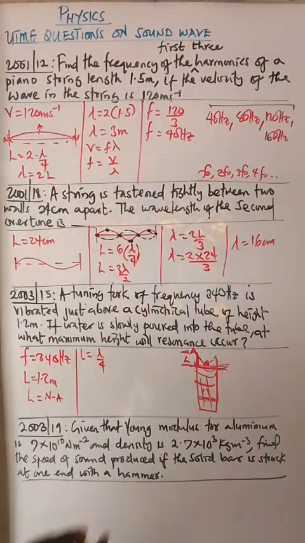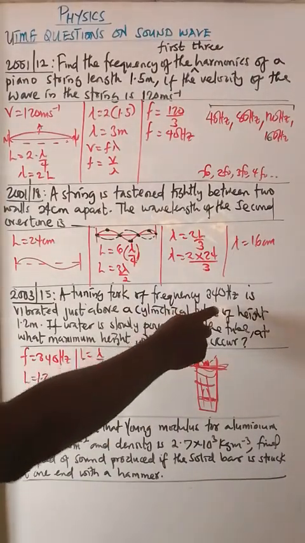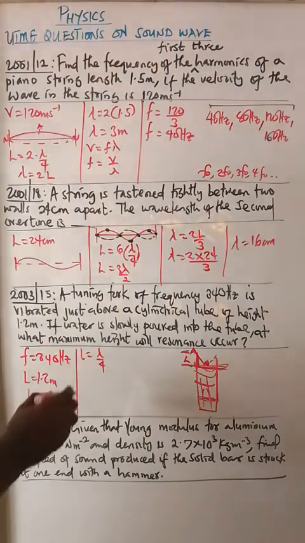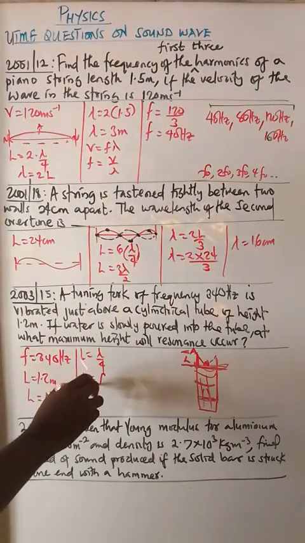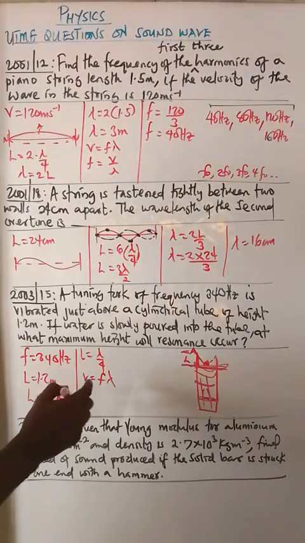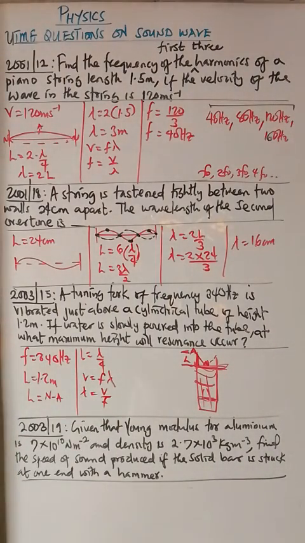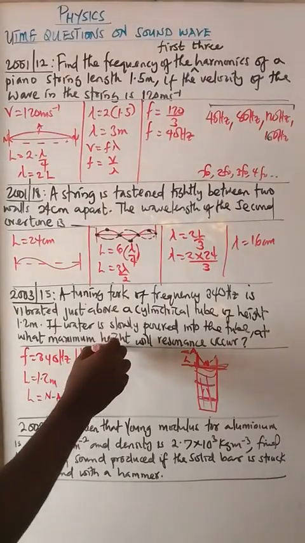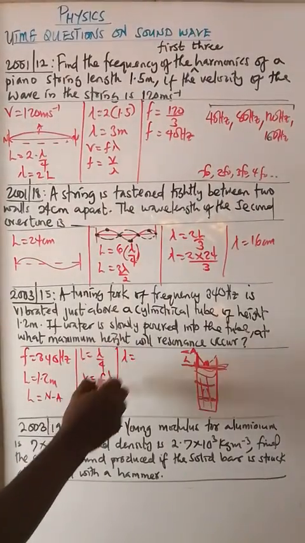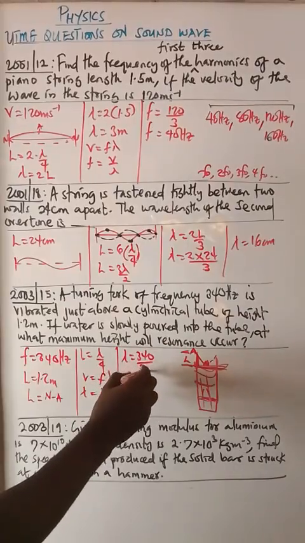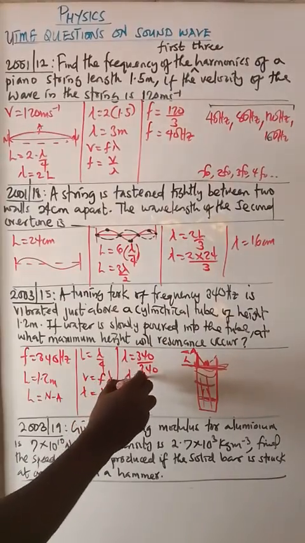We should be given the velocity, because ordinarily V is F lambda. So our aim is to get lambda first. So lambda becomes V over F. Let me check the question if the velocity is given. Yes, the velocity is given as 340 in the question. The frequency is also 340. So the wavelength is 1 meter.